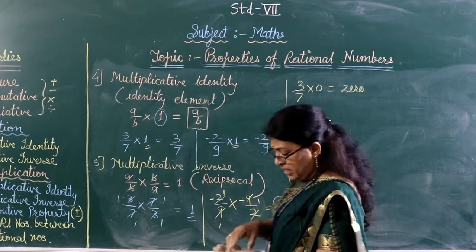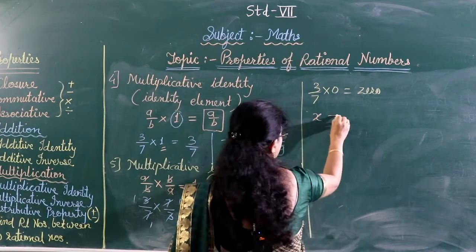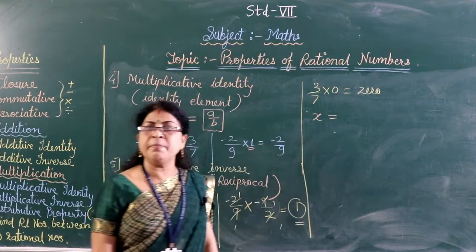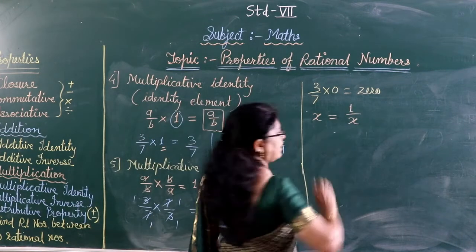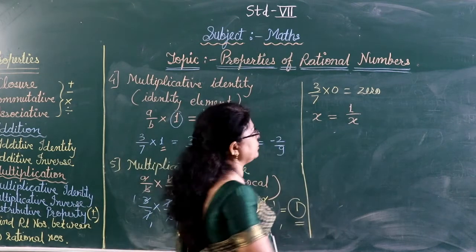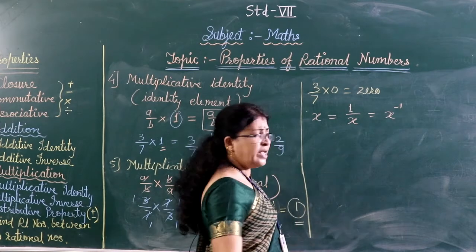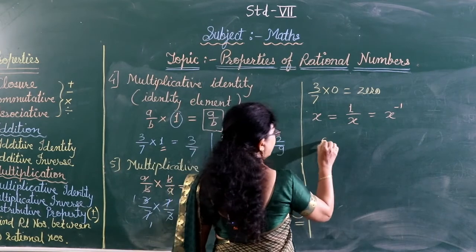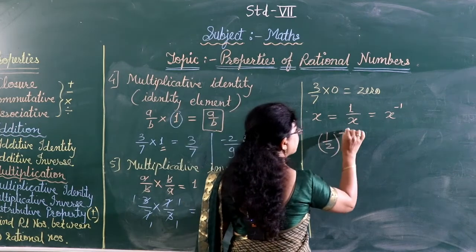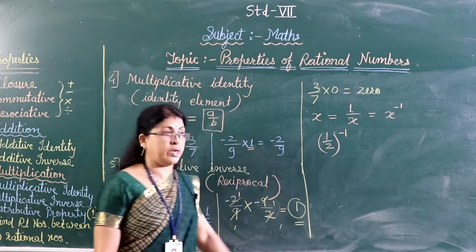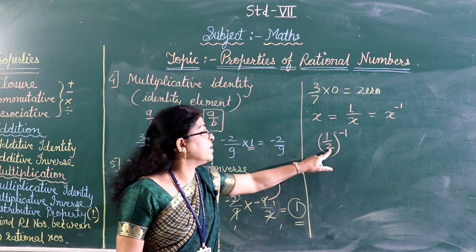One more thing. Suppose any rational number you are denoting by x, right? Then what will be its multiplicative inverse? Its multiplicative inverse will be 1 upon x. Or you can show this as x inverse, right? If I am asking you, what is the inverse of 1 upon 2? It is indicated by this sign, minus 1 to the power minus 1. It means I am asking you, what is the multiplicative inverse of this 1 upon 2?